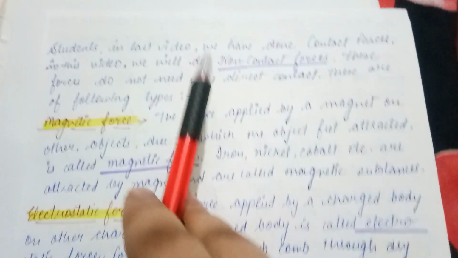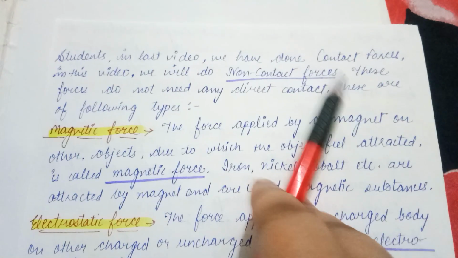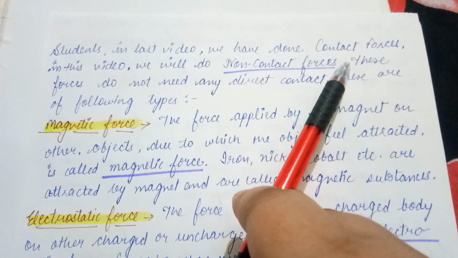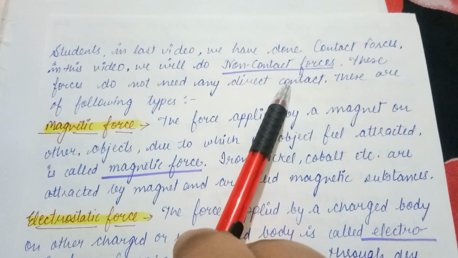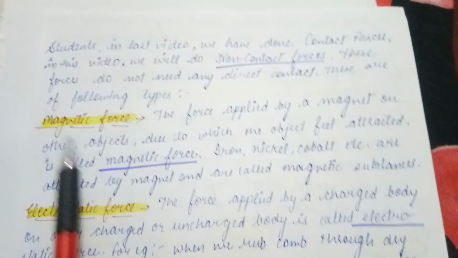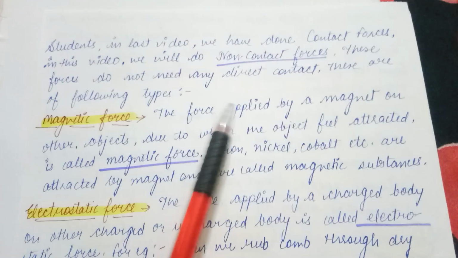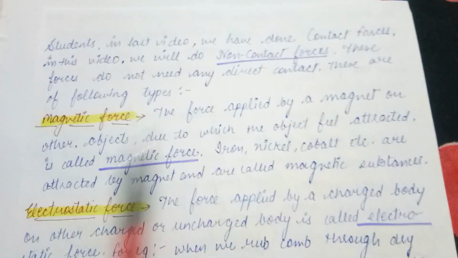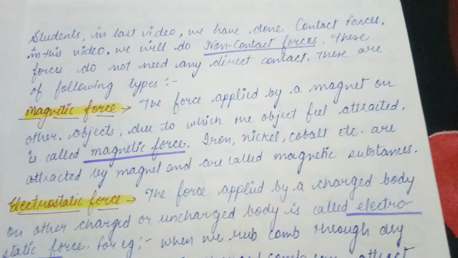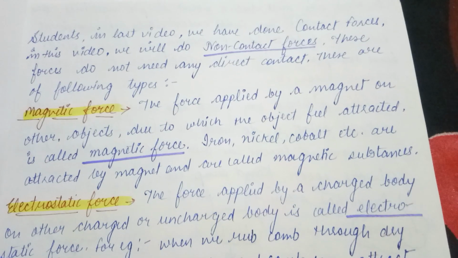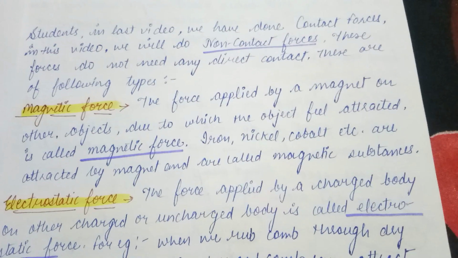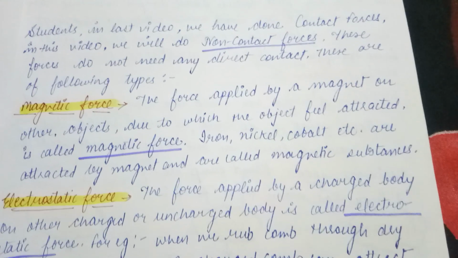Students, in the last video, we have done contact forces. In this video, we will do non-contact forces. As told you earlier, these forces do not need any direct contact. And these are of following types. The first is magnetic force. The force applied by a magnet on other objects due to which the objects feel attracted is called magnetic force. Iron, nickel, cobalt, etc. are attracted by a magnet and are called magnetic substances.